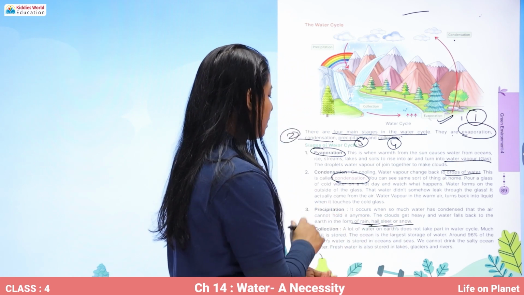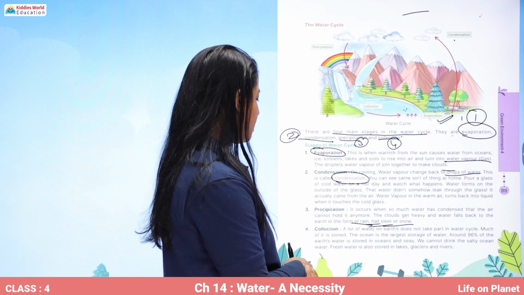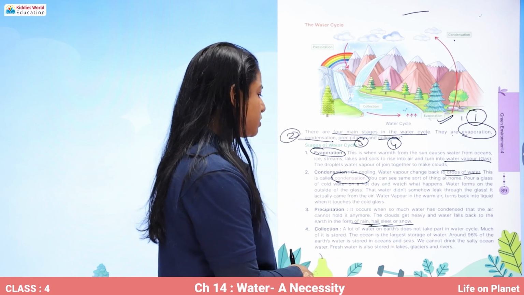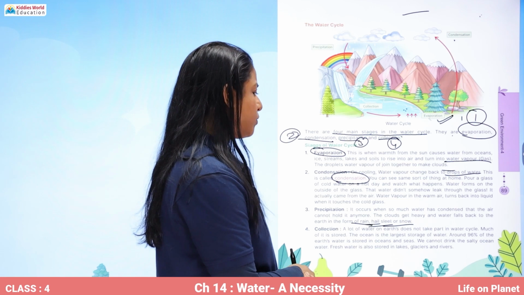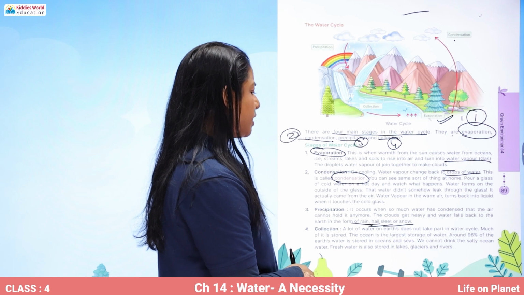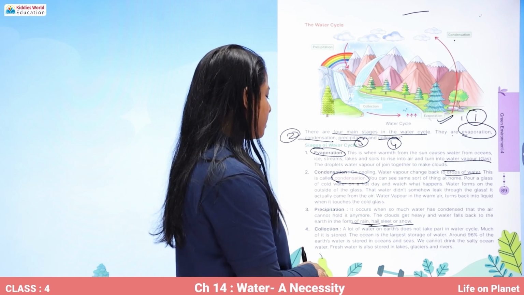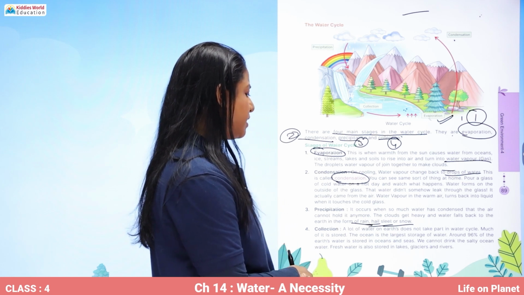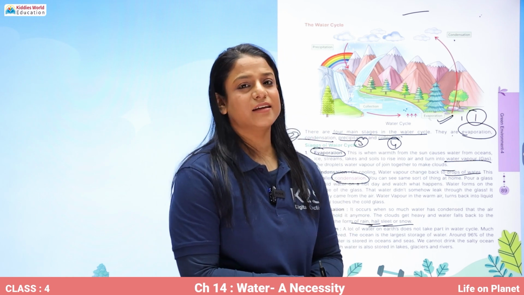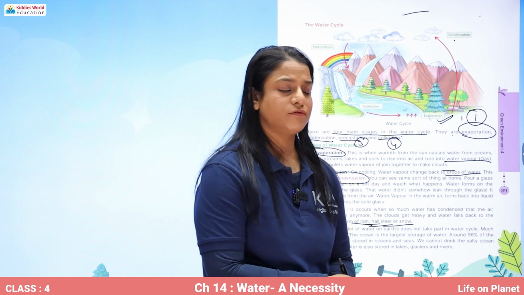Then comes collection. A lot of water on the earth does not take part in the water cycle. Much of it is stored. The ocean is the largest storage of water. Around 96% of the earth's water is stored in oceans and seas. We cannot drink the salty ocean water. Fresh water is also stored in lakes, glaciers, and rivers. All right. So, when it gets back, water is being collected in these sources of water.